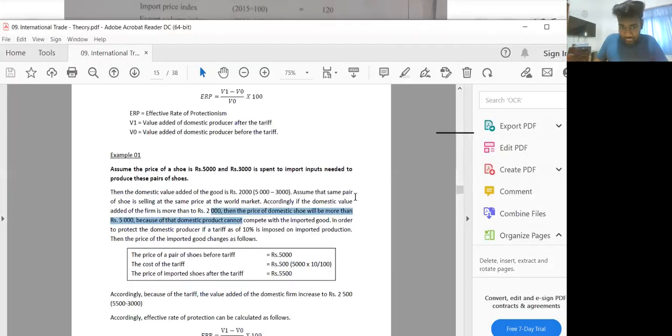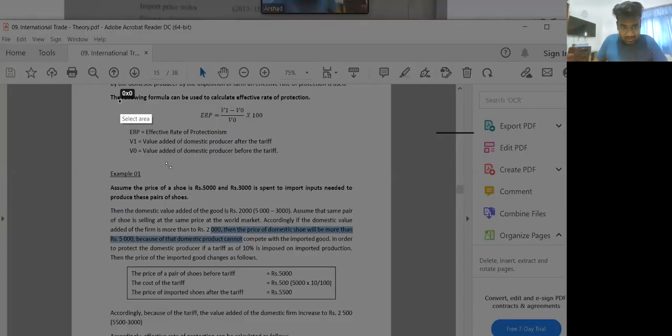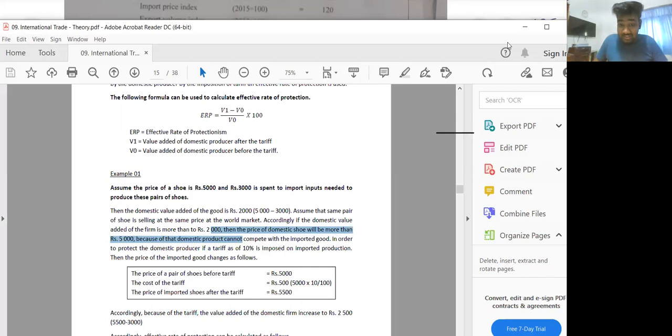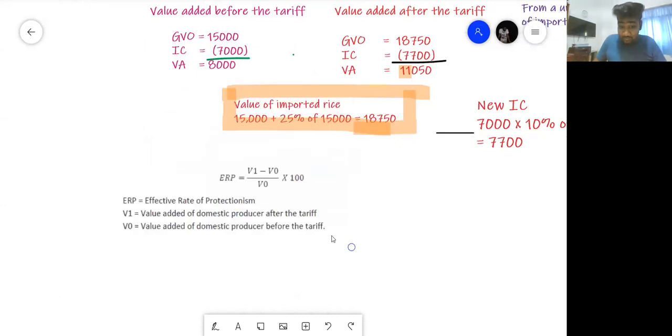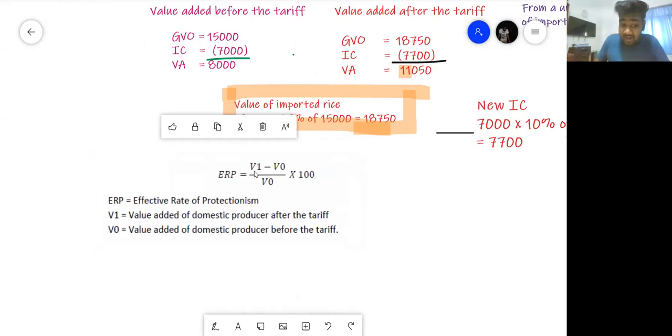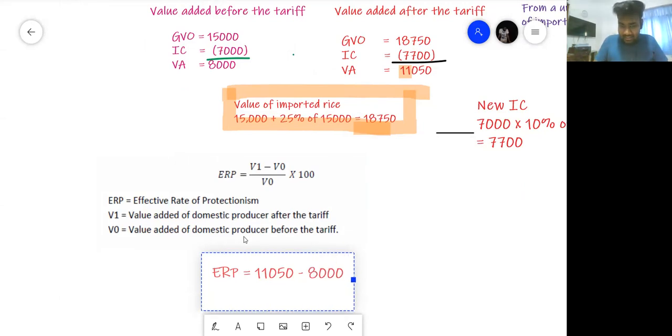So, okay, so I'll directly copy and paste the equation, right? This is our equation to get the value added, right? So this is there in your tip. So effective rate of protectionism is equal to value added after, V1, guys, is value added of the domestic producer after the tariff, V0 before the tariff, and you do the calculation. So in simple terms, we get some numbers. So effective rate of protectionism is equal to value added after the tariff, 11,050, we calculated. Value added before 8,000, we calculated, right? Again, divide by value added before, that's another 8,000, and you multiply it by 100, you get your answer.